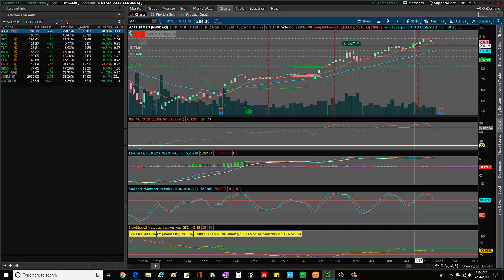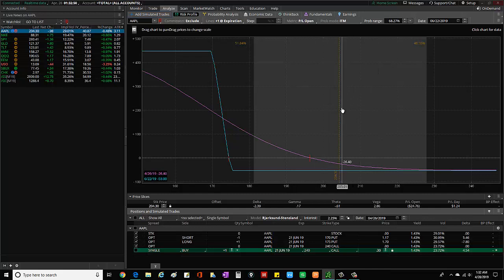To me, it kind of looks like it's setting up a little bit of a flag pattern. It may pull back one more day before continuing higher. At least that's my assumption at this moment. So just to show you what I've done here, if you're looking at this trade right now, I've got the adjustment that I want to make sitting there.